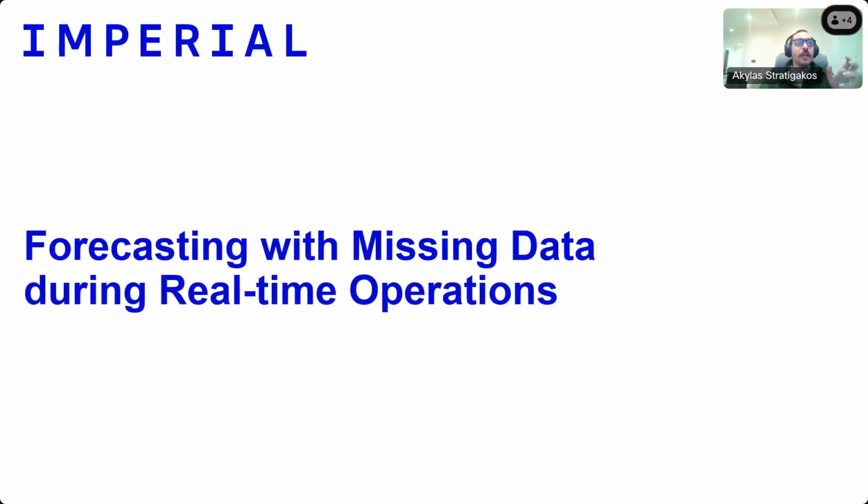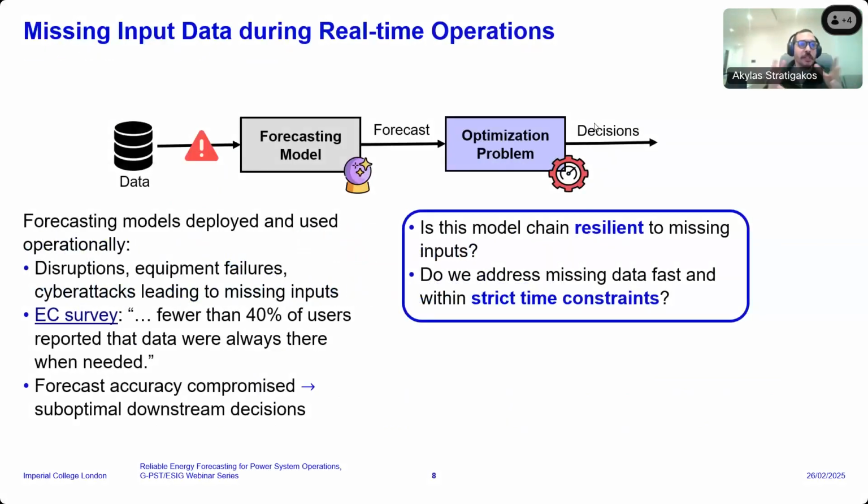So here we are interested in forecasting with missing data. We consider the following setting. As an operator, we give a forecaster or an analyst a data set and a forecasting task. The forecaster trains and tests offline a model, and now we have this model deployed operationally and used in production. However, this model assumes a constant stream of information, and in some cases, we might face some sort of disruption, such as an equipment failure or a cyber attack that compromises this flow of information.